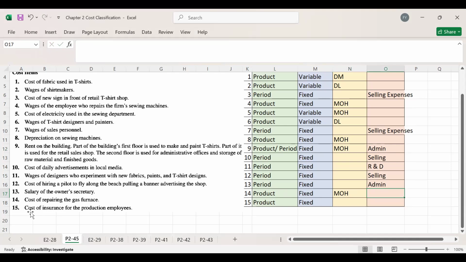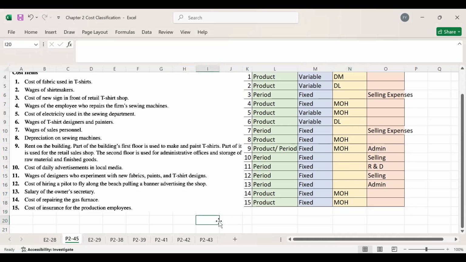The next and the last one is the cost of insurance for the production employees. Production employees, as the name shows, are those directly involved or part of the product, but the cost of insurance is basically about covering them. So you can classify it into manufacturing overhead. This is part of manufacturing overhead, this is a fixed cost, and that's why it comes under manufacturing overhead.